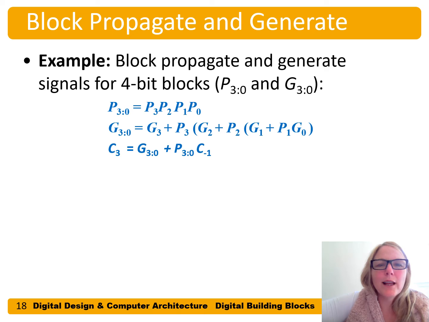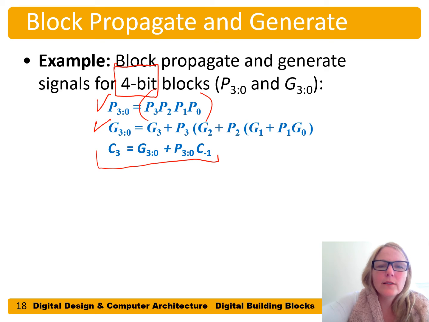So let's take an example adder that's a 32-bit adder that has 4-bit blocks. We have our block propagate signal made up of our column propagate signals added together, and our block generate signal. And then we can produce our carry out of that block using our block generate and block propagate signals and the carry into that block.